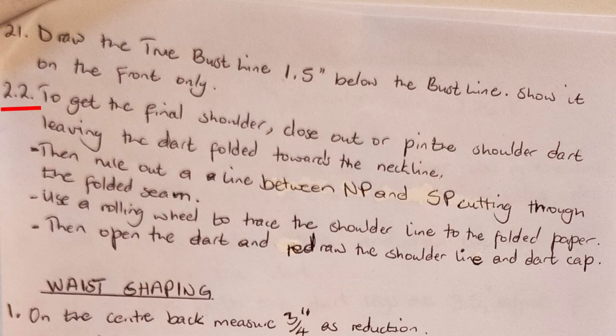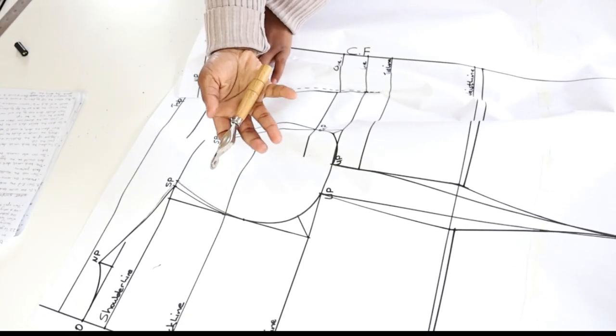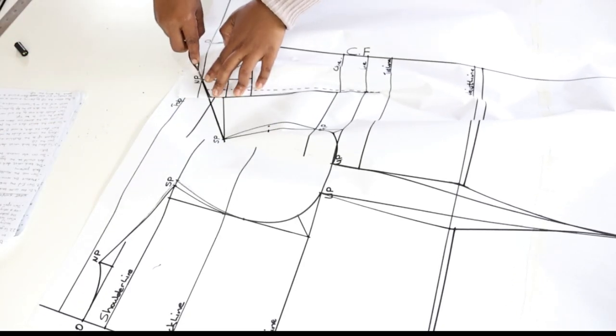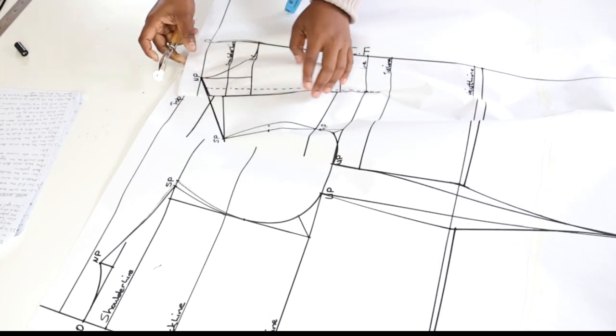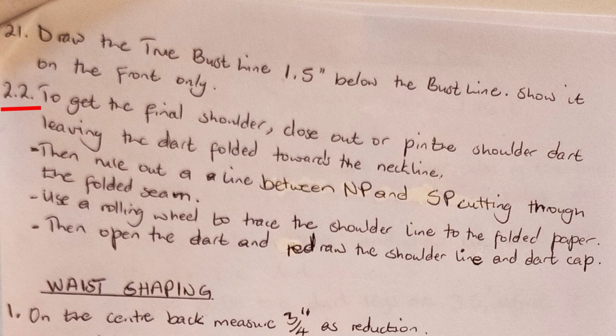And then it says use a tracing wheel to trace the shoulder line to the folded paper. So we are going to use a tracing wheel. Trace the new shoulder line. Remember, we trace it onto the bottom pattern paper like that. And then it says open the dart and then redraw the shoulder line and the dart cap.